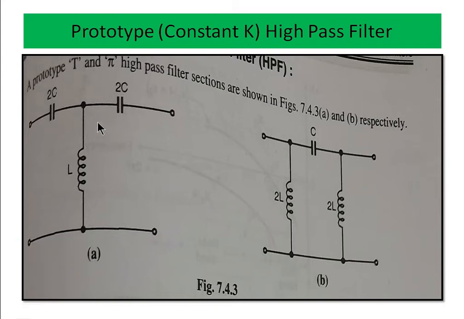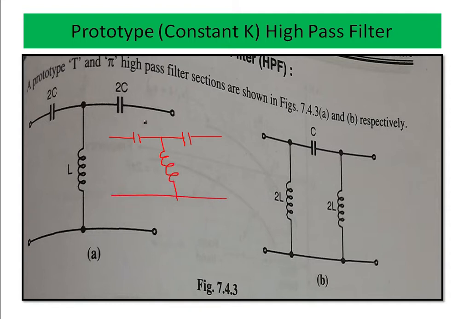In the constant K high pass filter, only the high frequency should be transmitted and the low frequency should be attenuated. The prototype T and pi high pass filter sections are as shown in the figure. From this diagram we have to draw here once again. The capacitor will be connected in the series arm, and the inductor will be connected in the shunt arm impedance.